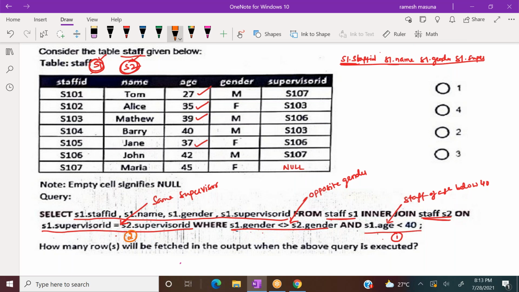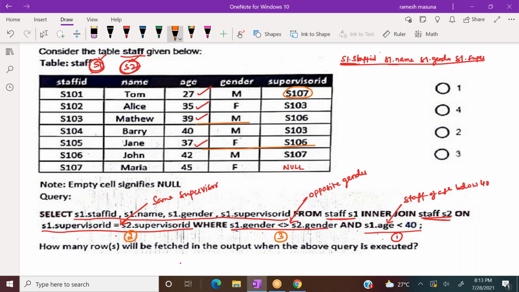What could be the second condition? Supervisor ID equal to supervisor ID, and the third condition, gender should be opposite. Now look at S1 supervisor ID equal to S2 supervisor ID. Say I am calling this S1. S1 supervisor ID is S107. This is matching with S2 supervisor ID. So 107 is matching with, so these matching records only you check it out.